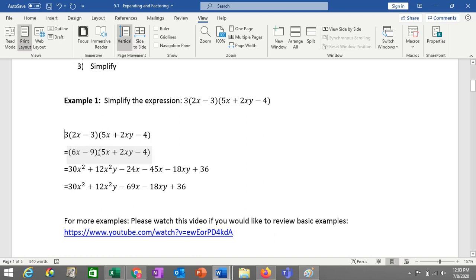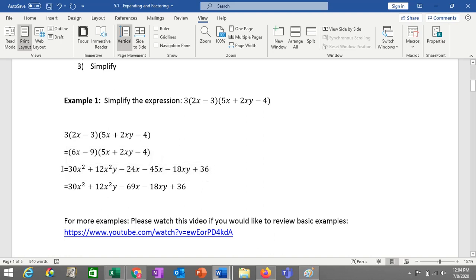So I move on to the negative 9, and remember there is a negative there, so the negative goes with the 9. So negative 9 times 5x is negative 45x. Negative 9 times 2xy is negative 18xy, and negative 9 times negative 4 is positive 36.